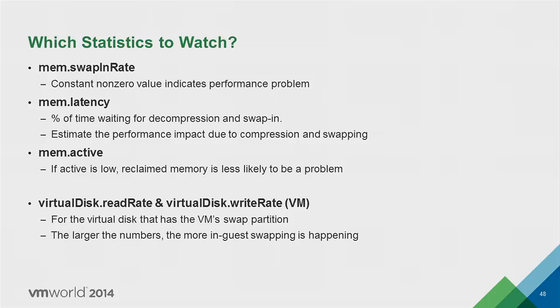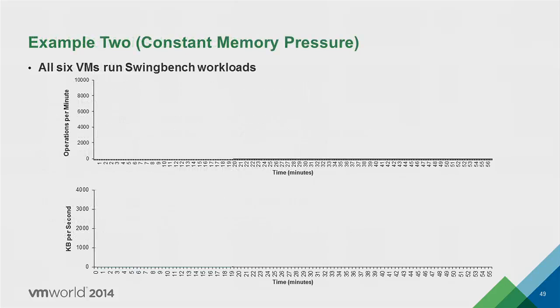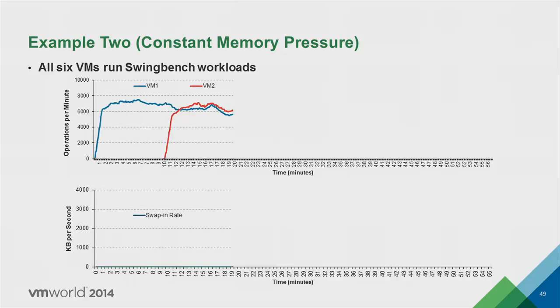Again, I'm going to show you an example of how to use one of the counters. Same experiments. Instead of making three VMs idle all the time, I make all these three VMs run the workloads. The top figure shows the operations per minute for each individual VM, and the bottom figure shows the counter value. Here I choose the counter swapping rate.